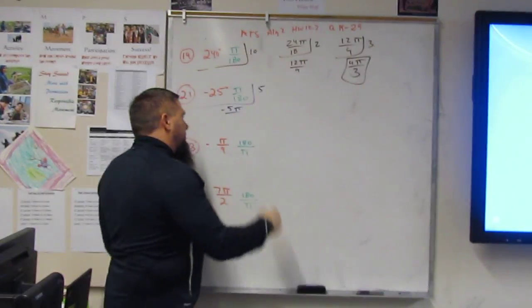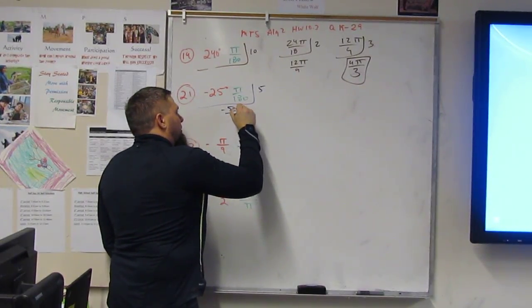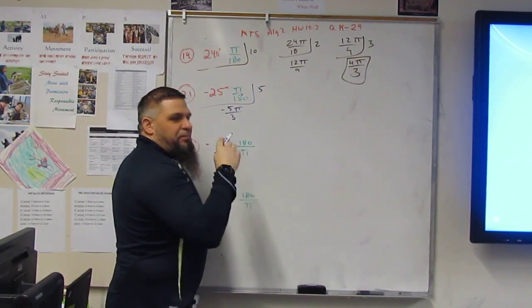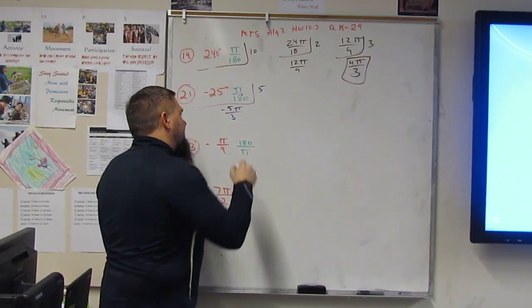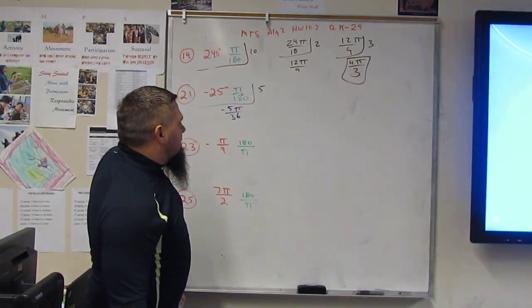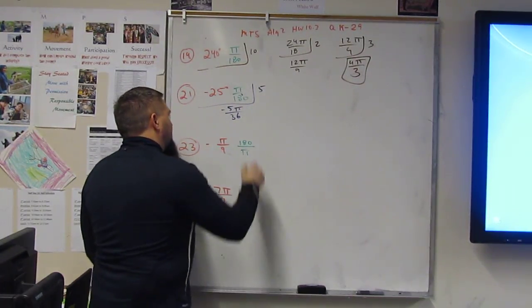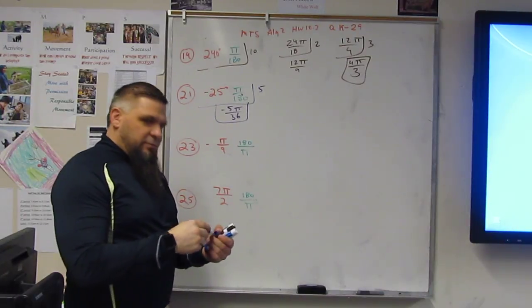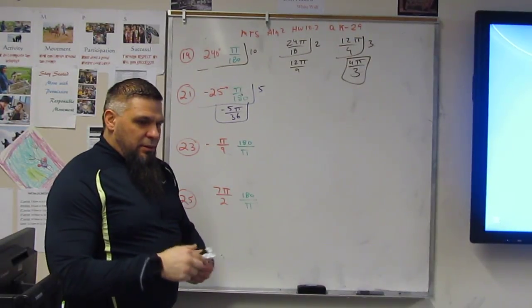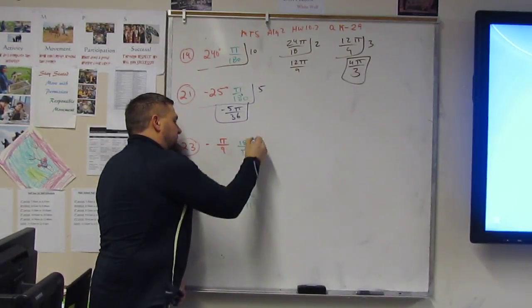5 goes into 18 3 times with 3 left over, and 5 goes into 36 6 times. And I don't think I can break that down, right? So we're done. Same thing with this guy.